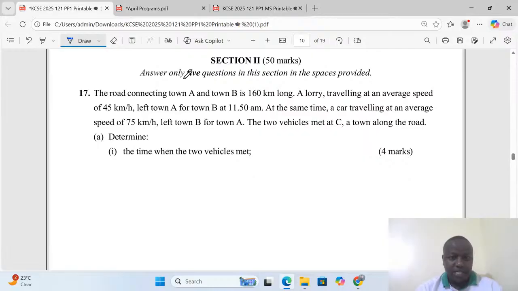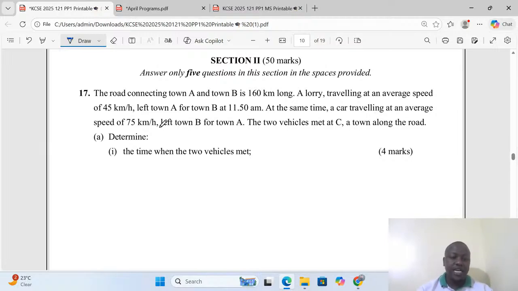We are told that the road connecting town A and town B is 160 kilometers long. A lorry traveling at an average speed of 45 kilometers per hour left town A for town B at 11:50 a.m. At the same time, a car traveling at an average speed of 75 kilometers per hour left town B for town A. The two vehicles met at C, a town along the road.